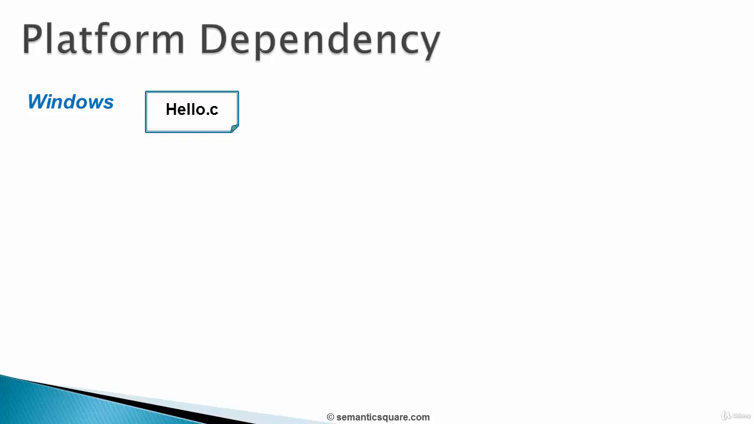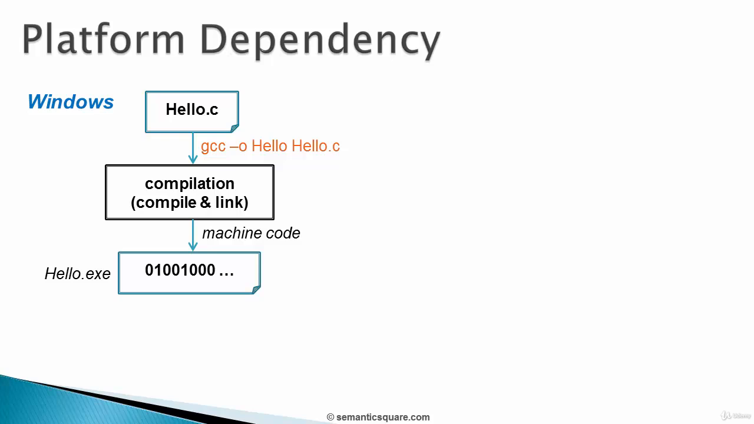To compile this program, we can use a compiler called GCC, and this would be the command gcc -o hello hello.c, where hello.c is the file containing the C program, while -o is an option that tells the compiler to name the output file as hello, which will have a .exe extension on Windows. So on compiling hello.c, we get an executable file called hello.exe, which includes the machine code.